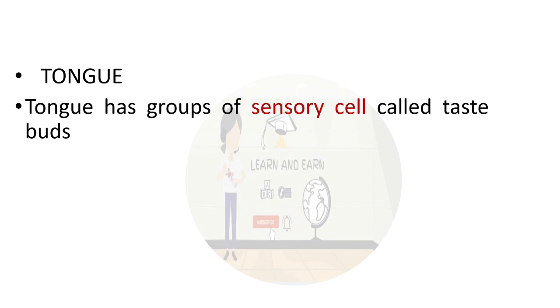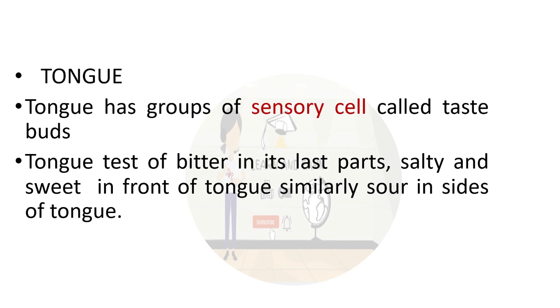Tongue, the third sense organ. The tongue has groups of sensory cells called taste buds. The tongue tastes bitter at its back part, salty and sweet at the front of the tongue, and similarly sour at the sides of the tongue.